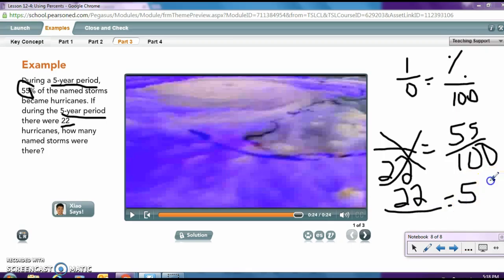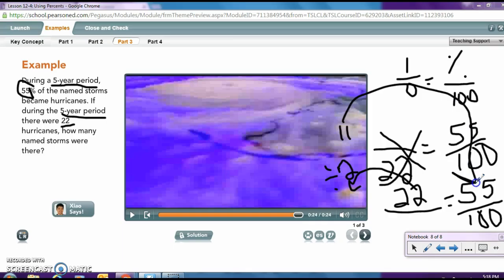So to get from 22 to 55, there's truly no really easy way. But I know that they have a common factor of 11. So 22, I'm going to make a little area here, divided by 2 is 11. So now how would I get from 11 to 55? Well, 11 times 5 is 55. So I need to think about what's 100 divided by 5? Well, 100 divided by 5 gives me 20. So now I'll have 11 over 20.